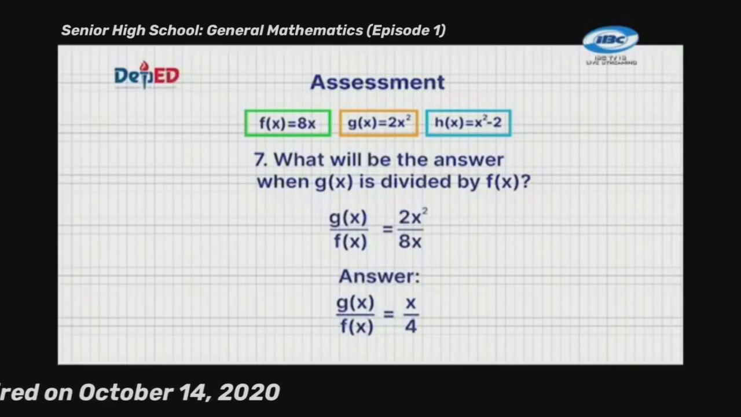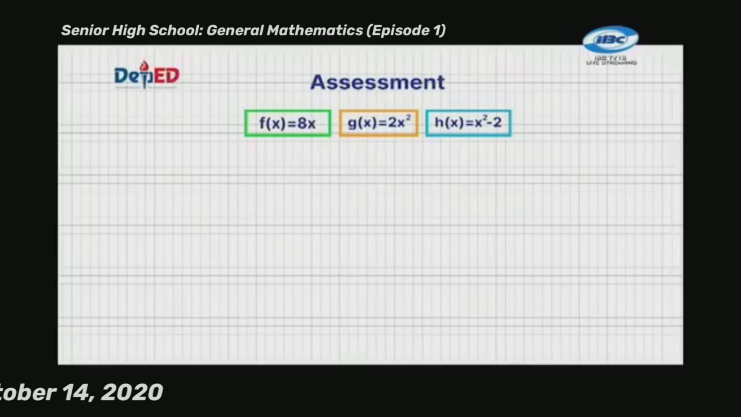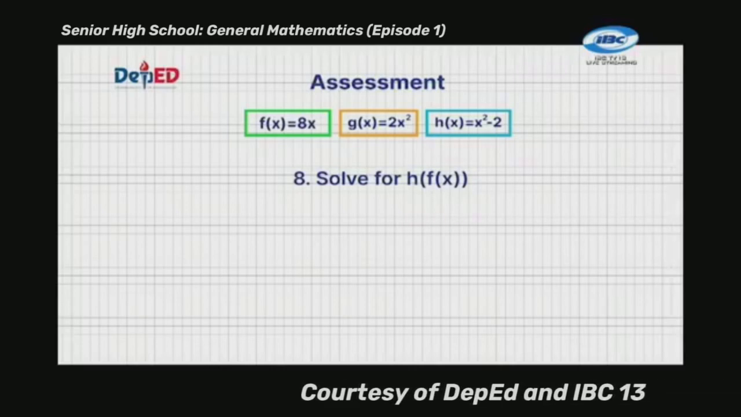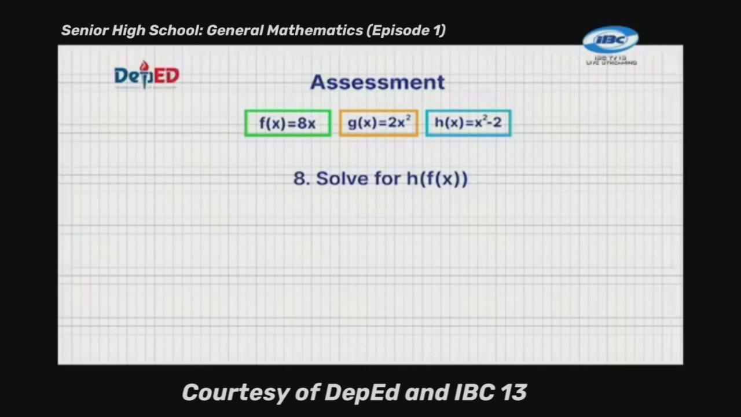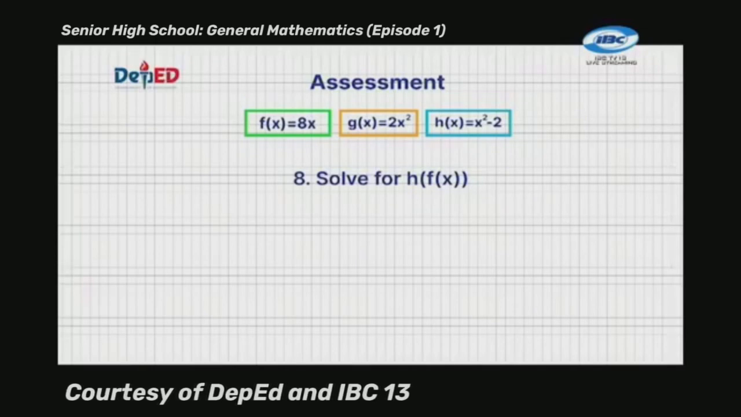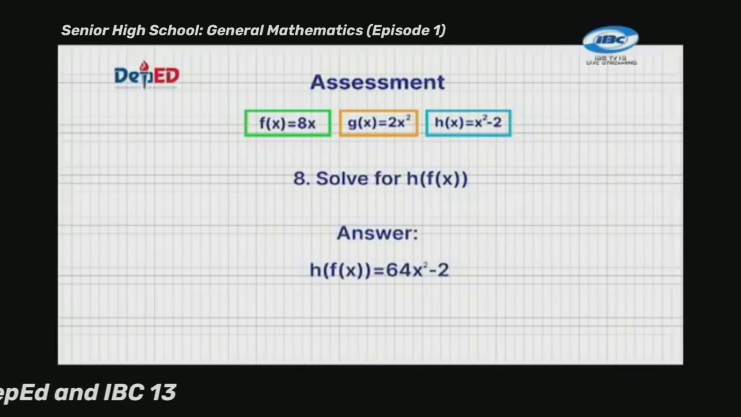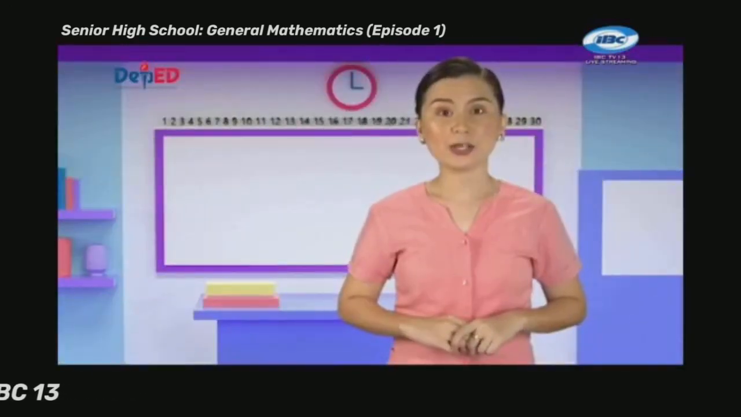For our last item, solve for h of f of x. The answer in number 8 is 64x squared minus 2. Please count the number of correct items you got.